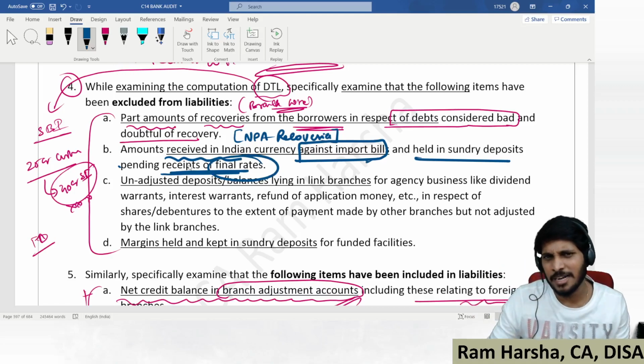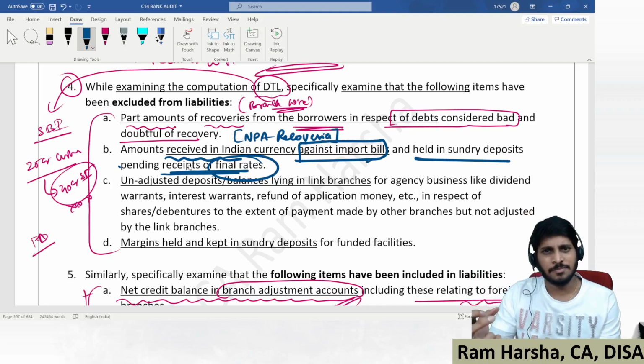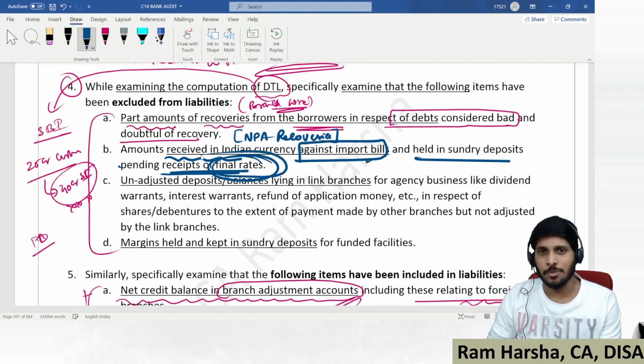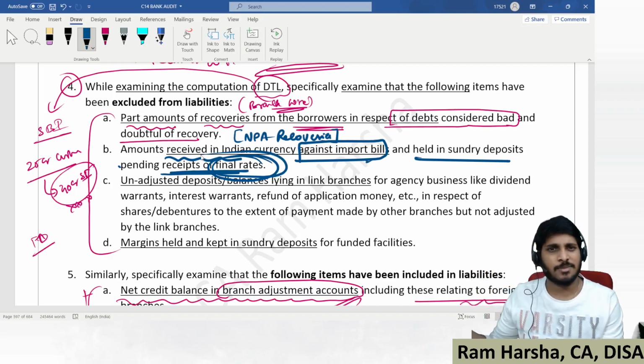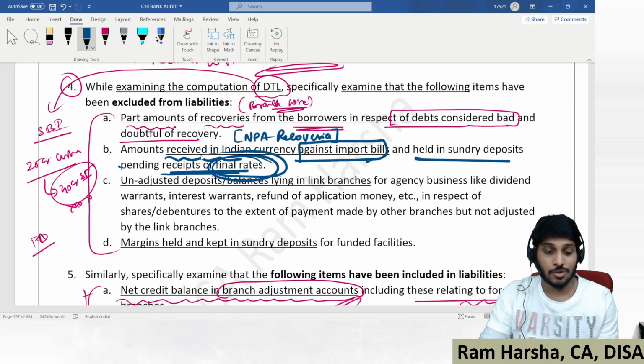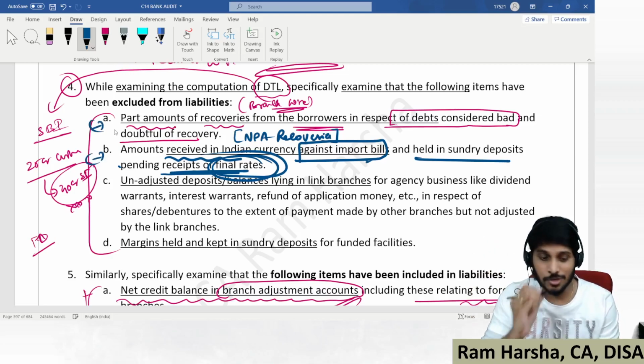It is neither a demand deposit nor a time deposit. It is collected money, just collection money. So the bank will release that money to the customer when final rates are fixed. Because final rates are still pending to be decided, the bank is holding that money. So it has not been released to the customer. It is neither a demand deposit nor a time deposit, so since it does not satisfy the definition, that is also excluded.